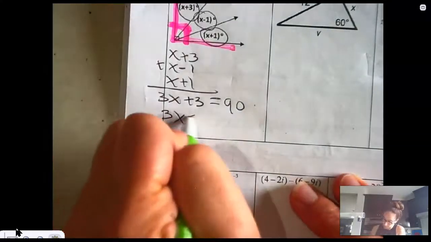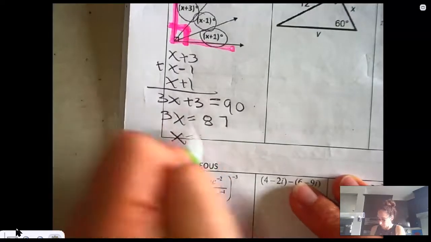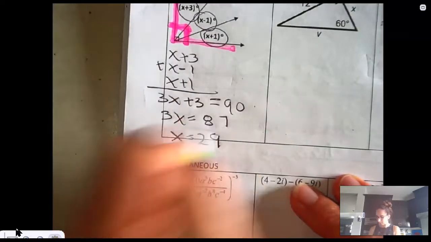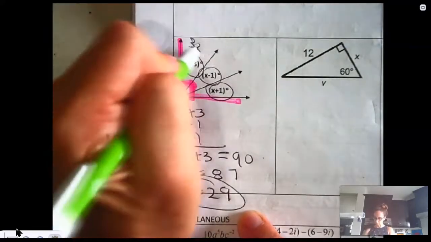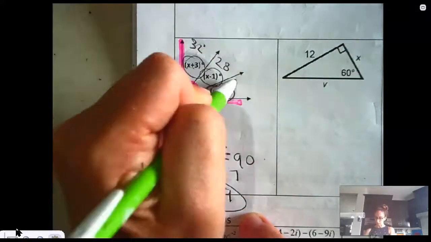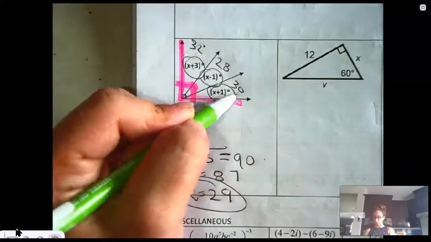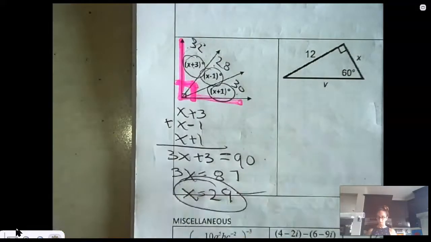And now I solve. And then I divide by 3. 29. So I guess I just want x, so x is 29. If I wanted to know the degrees, 29 plus 3, 32. 29 minus 1, 28. 29 minus 1 is 30. 30, 58, 88, 90. Cool. I know that I'm good to go.